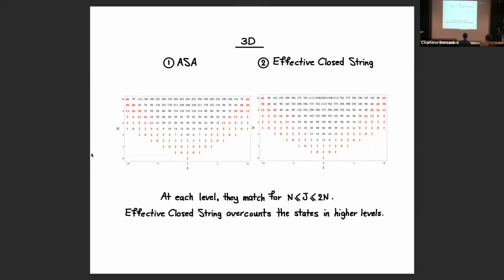Here are the numerical results for the multiplicities of glueball states predicted by these two approaches. The red entries are the regions where these two approaches match. Basically, at each level, for the sectors with spin between n and 2n, they coincide. But the effective closed string starts to count more states. Here I wrote overcount because it's actually the ASA which is in better agreement with lattice data.